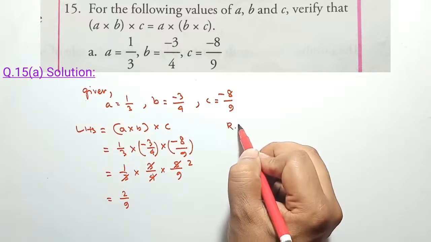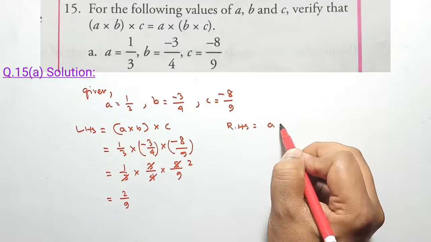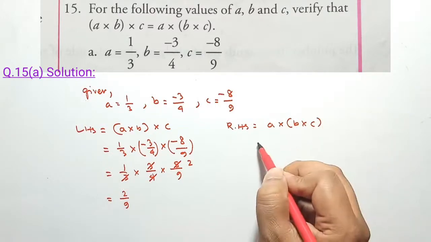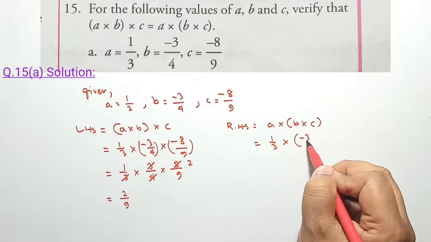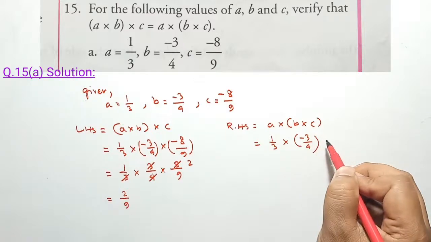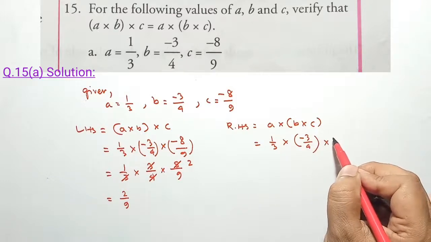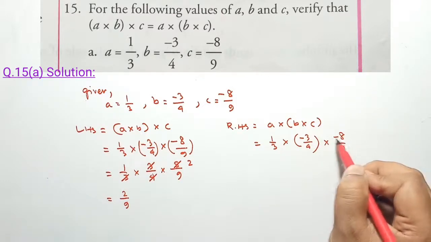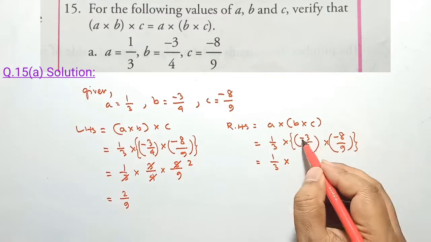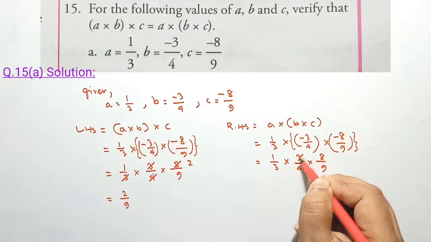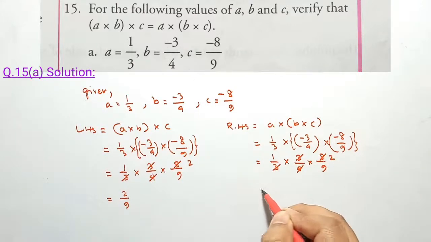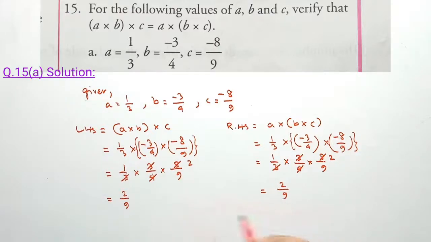Now right hand side equal to A into B into C. So A value is 1 by 3 into B value is minus 3 by 4 into C value is minus 8 by 9. 1 by 3 into, when we open the bracket, this minus and this minus became plus, so 3 by 4 into 8 by 9. So 3 and 3 cancel, 4 2s are 8. So finally the answer is 2 by 9. Here left hand side equal to right hand side, therefore LHS is equal to RHS, so verified.